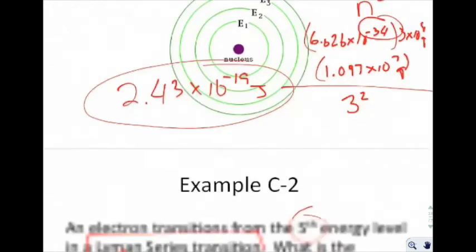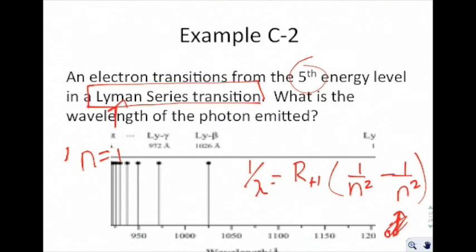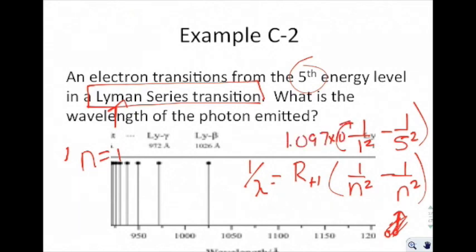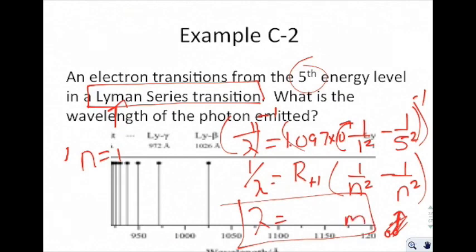So if I have a Lyman series transition, that means I'm going to go 1 over 1 squared minus 1 over 5 squared. So 1 squared, 5 squared, and then you have to multiply it by the Rydberg constant, which is 1.097 times 10 to the 7th. Once you've done that, you have that equals 1 over lambda. So in order to get the lambda value, you'll just take the minus 1 of both sides, and you'll get lambda, and I'll leave that for you to solve. You should be able to solve that and tell me what it is in class when you get back.